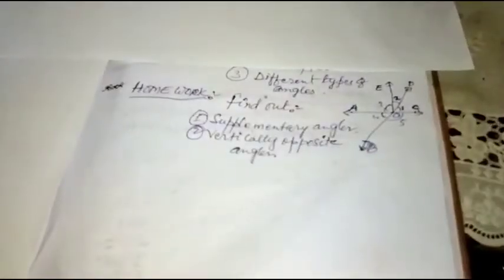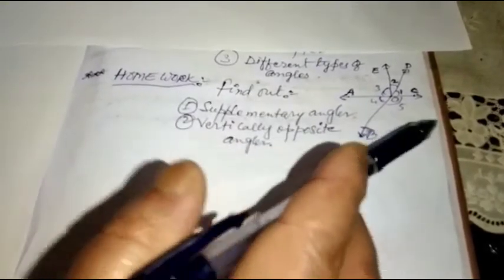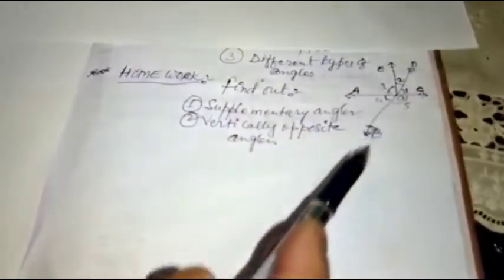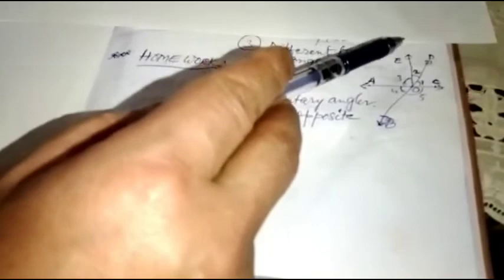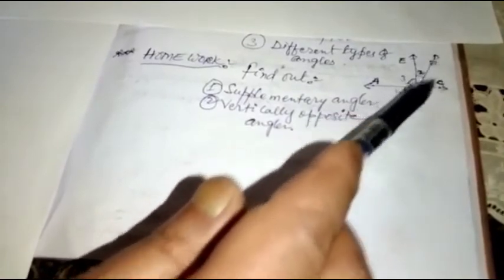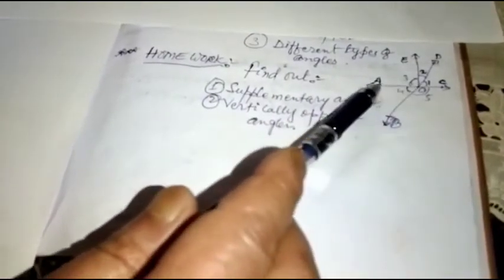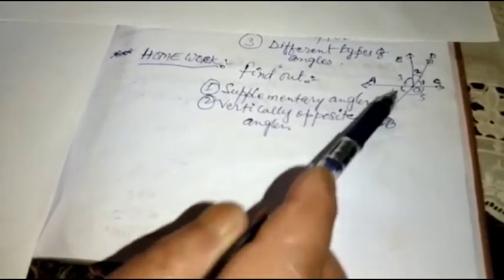Children, now homework. Find out the supplementary angles and vertically opposite angles from the figure. Here we have two lines AC and BD intersecting at O, and AOC is intersected by one ray OE. We have angle COD as angle 1, DOE angle 2, EOA angle 3, AOB angle 4, and BOC angle 5.